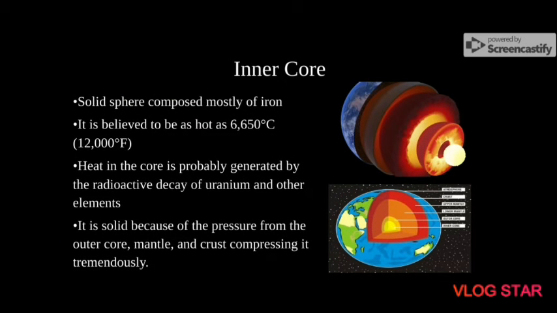Now let's learn more about the inner core. The inner core is a solid sphere composed mostly of iron. It's believed to be as hot as 6,650 Celsius, which is 12,000 Fahrenheit. Heat in the core is probably generated by the radioactive decay of uranium and other elements. It's solid because of the pressure from the outer core, mantle, and crust compressing it tremendously. So the inner core is a solid sphere, but the outer core is a liquid sphere.